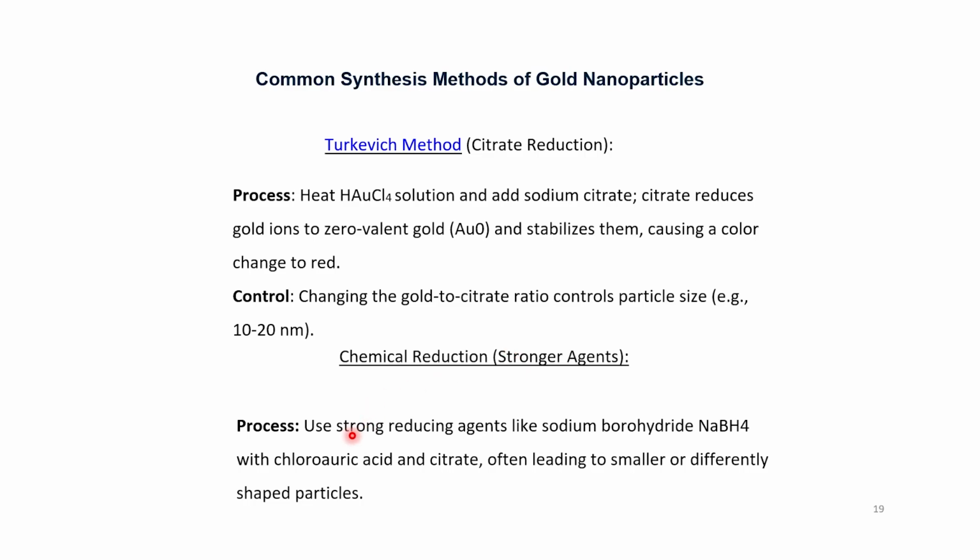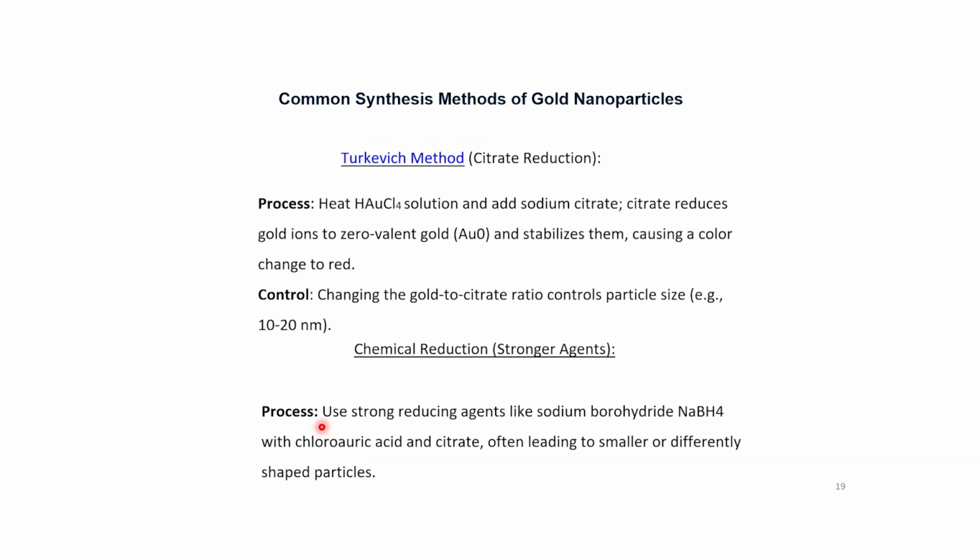So when you use strong reducing agents like sodium borohydride with chloroauric acid and citrate, that often leads to smaller, differently shaped particles. So if you want to create smaller gold nanoparticles, of different shapes and sizes, you use other chemicals, other reducing agents. So you see how precisely you can control the shape, size and color of the gold nanoparticles using the same precursor solution, that is chloroauric acid.